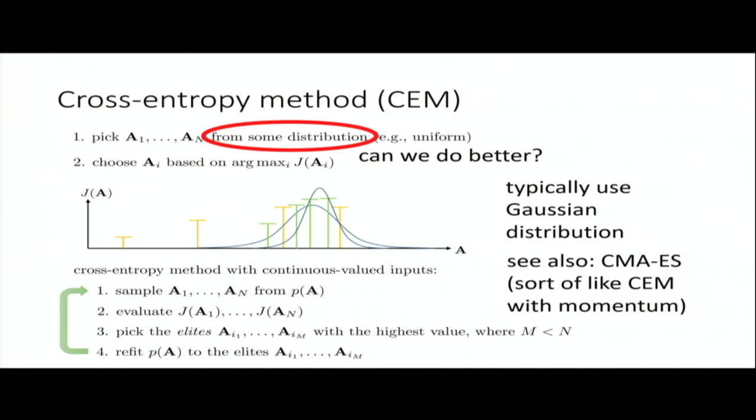And another thing that you might want to check out if you're interested in a method like this is something called CMA-ES, covariance matrix adaptation, which is essentially an improvement on the cross-entropy method that introduces something that looks a little bit like momentum, where you don't just refit the Gaussian to the elites each time step, you sort of keep track of the direction in which your Gaussian is moving.